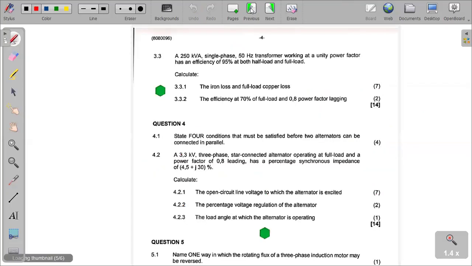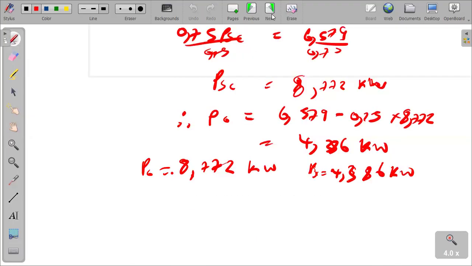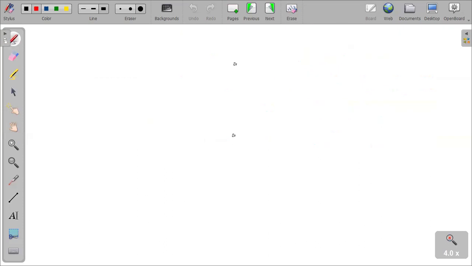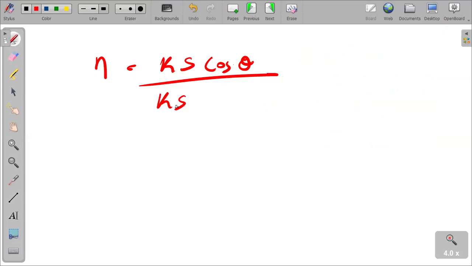3.3.2 is saying calculate the efficiency at 70% of the full load and 0.8 power factor lagging, right? So we are now simply substituting again into the formula. We now have PO, we now have PSC, remember? So efficiency is equal to K S cos theta divided by K S cos theta plus PO plus K squared times PSC. Efficiency is a ratio between the output and the input. And the difference between the output and the input are simply losses.